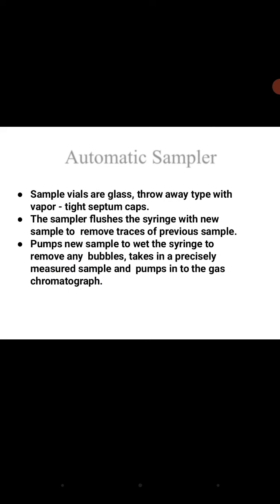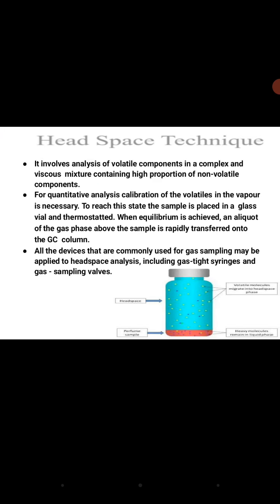Automatic sampler. Sample vials are glass, throw-away types with vapor-tight septum caps. The sampler flushes the syringe with new sample to remove traces of previous sample, pumps new sample to wet the syringe and remove any bubbles, takes in a precisely measured sample and pumps it into the gas chromatograph.